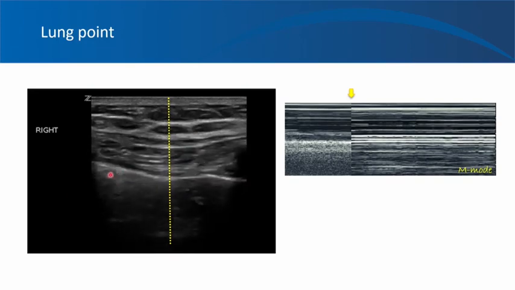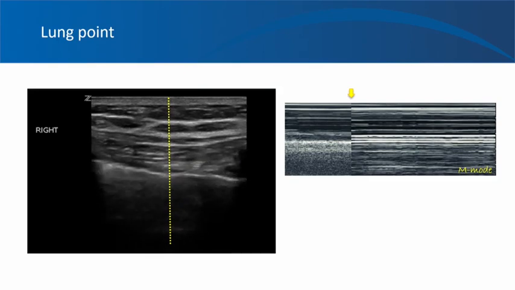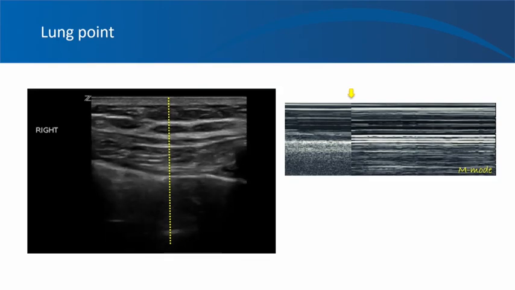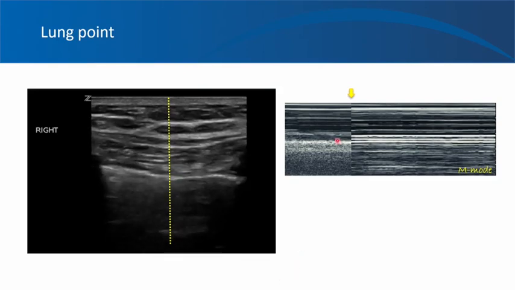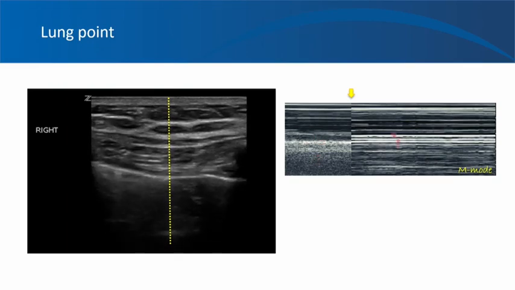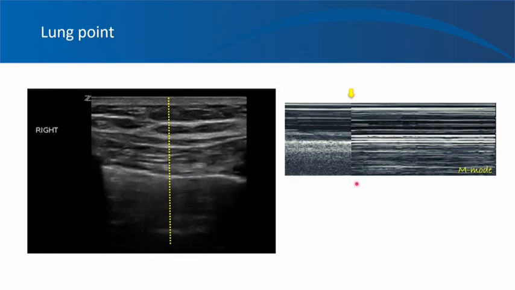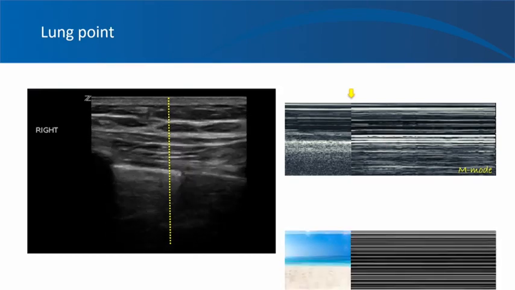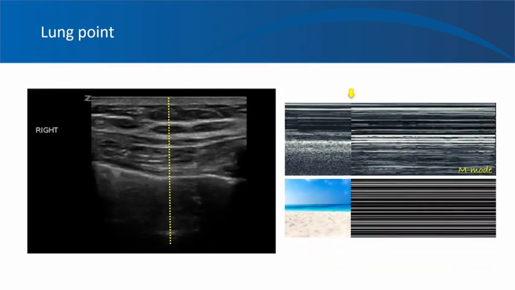See here, the shimmering is very obvious, like something shiny is going on, but here there is nothing moving. I mean, overall the pleura is moving with respiration, but not one layer above the other. And here you can see both, if you turn on the motion mode, you can see both the sandy beach pattern and the barcode pattern. And this junction is called the lung point. So you have a beach and the barcode.